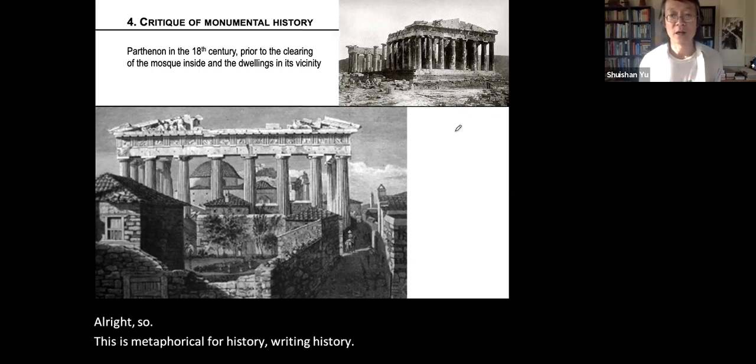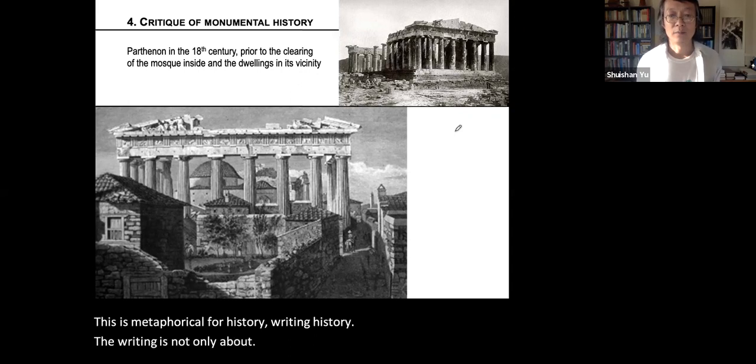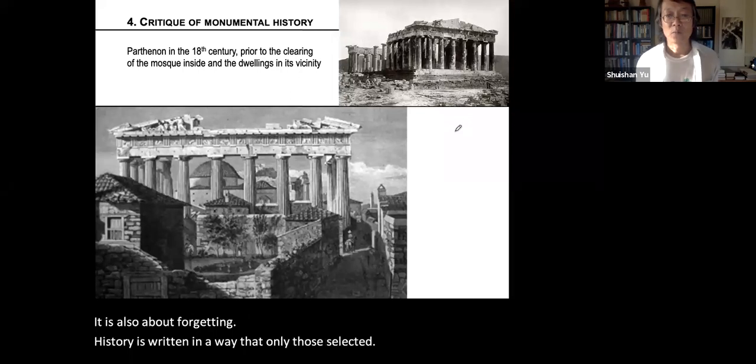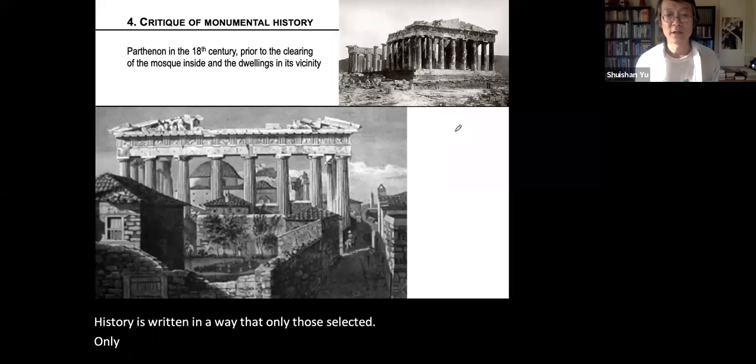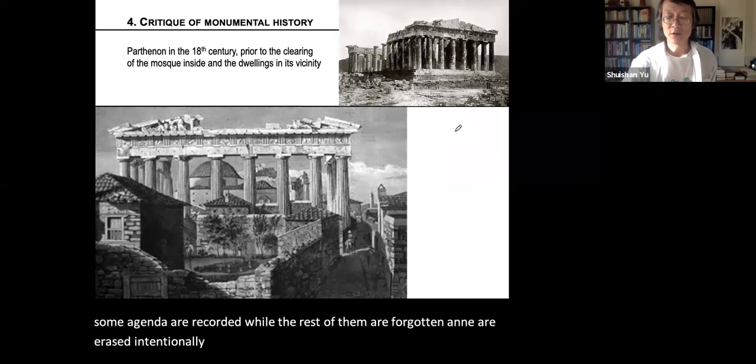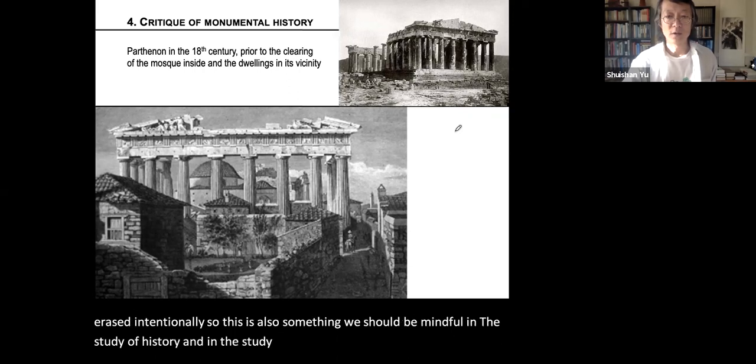History writing is not only about remembering, it is also about forgetting. History is written in a way that only those selected materials that fit into a master narrative to glorify someone or some agenda are recorded, while the rest of them are forgotten and are erased intentionally. So this is also something we should be mindful of in the study of history and in the study of architectural history, for sure.